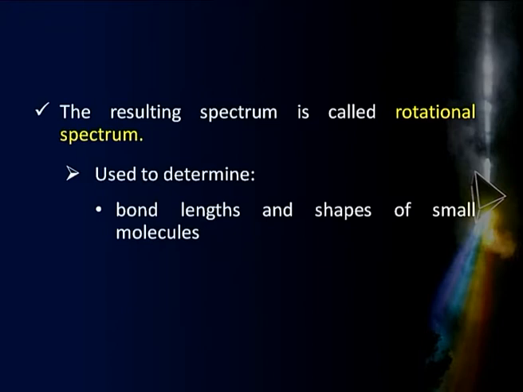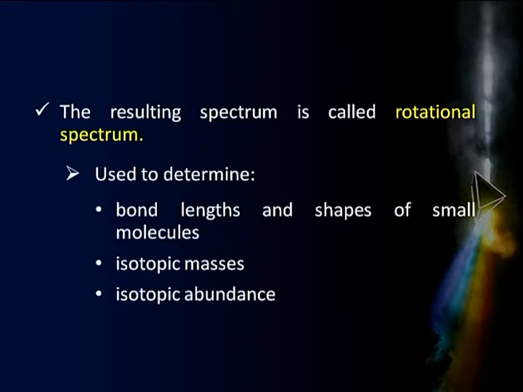We will talk about the size of the molecule at a later stage, and it can even be used to find out the isotopic masses, and even the isotopic abundances can be worked out on the basis of the rotational spectrum we get from a molecule, and even the dipole moment measurements can be determined from the rotational spectrum. Okay. So, that is about our rotational spectrum.